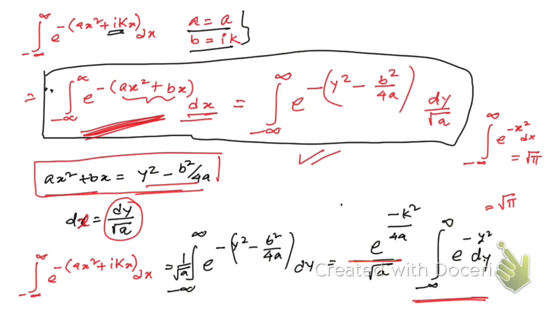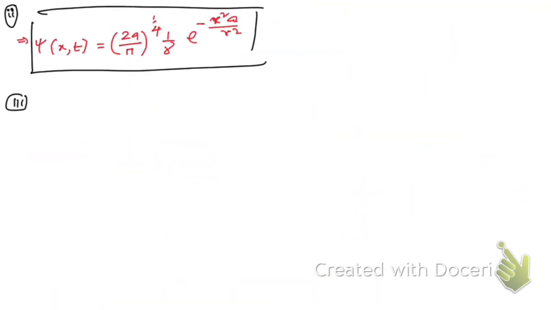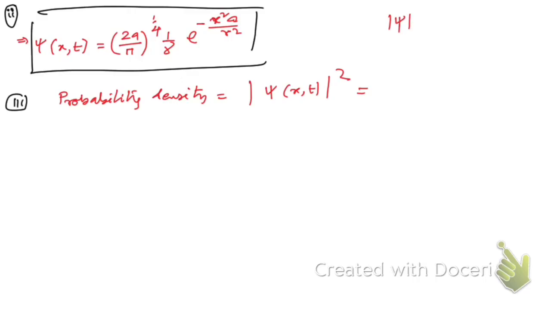So here you see. Okay, so how to find that probability density? Probability density is equal to square of mod of psi of x comma t. Okay, so that is equal to, mod square of mod of psi means that is psi into psi star. Psi star is complex conjugate of psi, right? So here we can write psi and psi star.